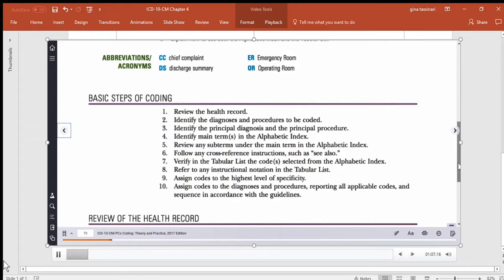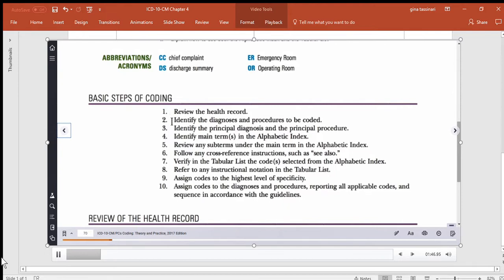So, the basic steps of coding. You're going to review the health record. That is the absolute key to coding your procedure codes or your diagnosis codes. Now, if you've taken your CPT classes already and your HCPC classes, this would apply to that as well. Your HCPC codes, your CPT codes, your PCS procedural coding codes, and your diagnosis codes all have to be supported by the record, by the documentation in the health record.